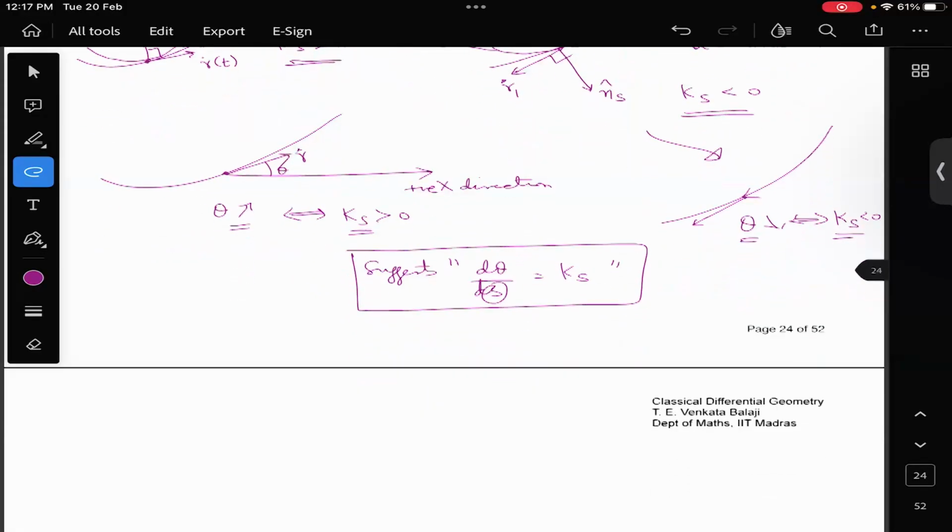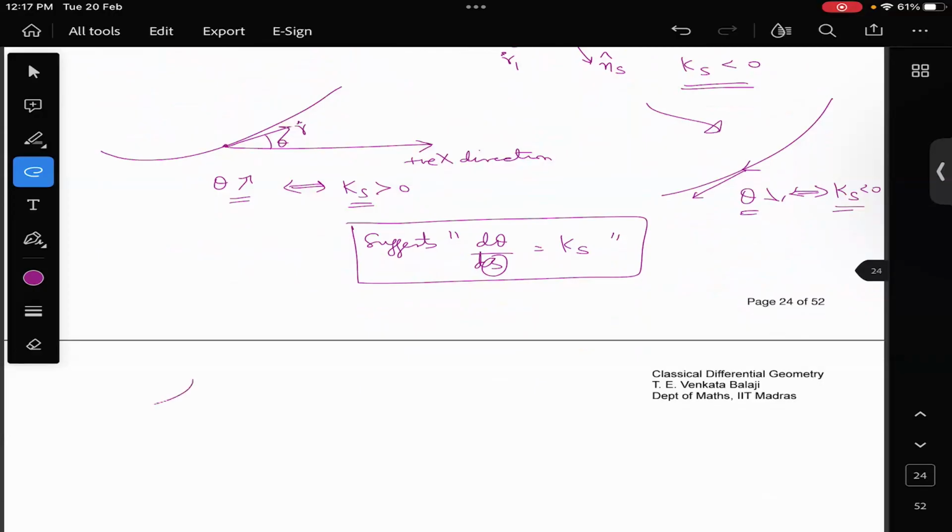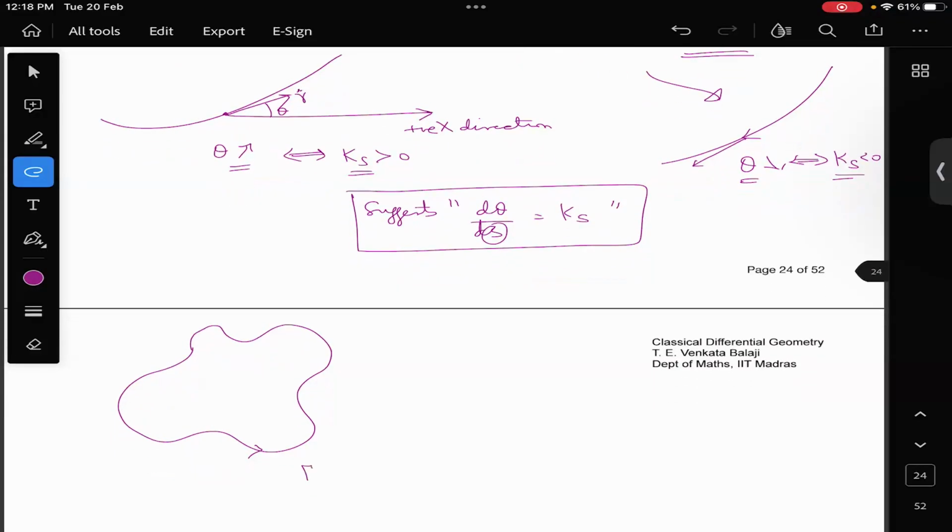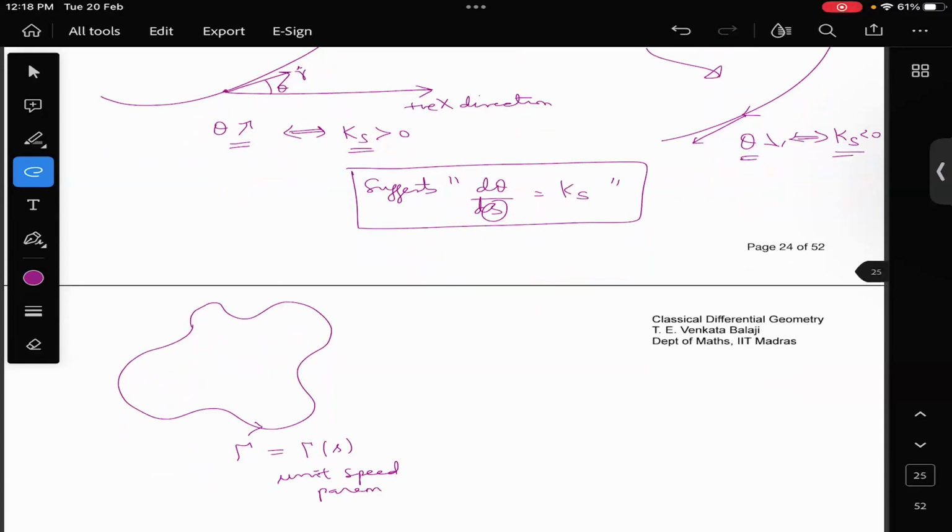So now what is this Gauss map? Suppose you are going along a smooth curve like this. For the Gauss map, you take the curve to be unit speed, gamma equal to gamma of s, a unit speed parameterized curve. That means it is a regular curve, with unit speed parameterization with increasing arc length.